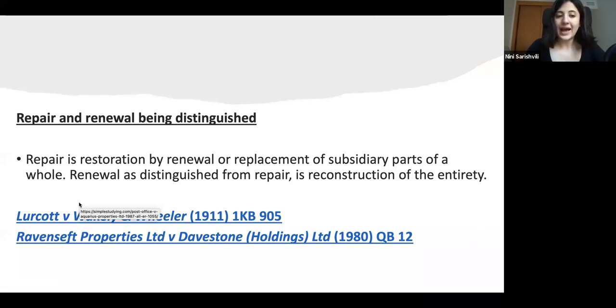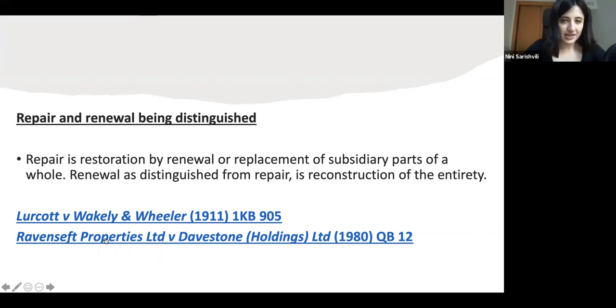Repair and renewal has been distinguished in previous cases like Ravensift. Repair is restoration by renewal or replacement of a subsidiary part of a whole. Renewal, as distinguished from repair, is a construction of the entirety.